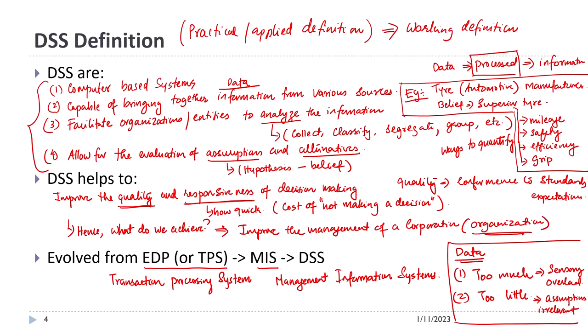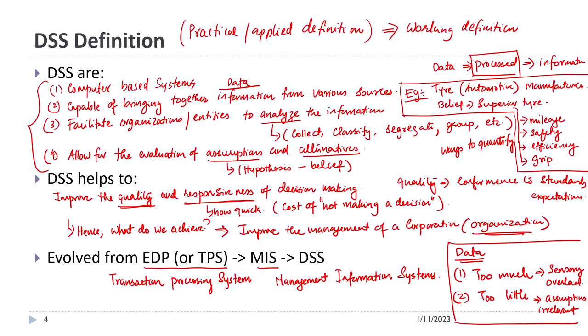I hope you understand how we loosely define a working definition of the decision support system from this slide, and why we use it. Its intended use is to improve the quality and responsiveness of decision making, to better manage the organization. We also said that DSS evolved originally from the old school transaction processing system to the management information system, and from there to the decision support system. I hope this is now clear to you.